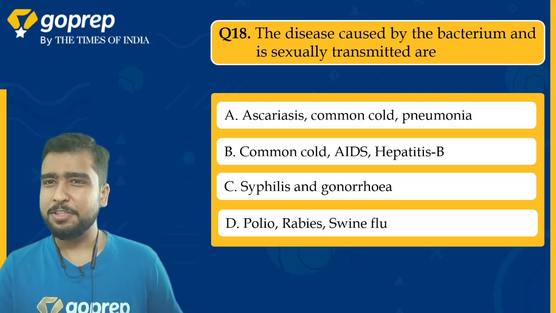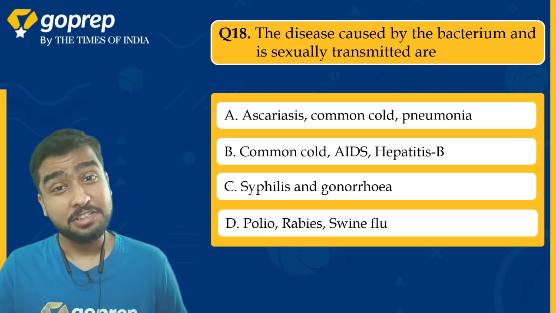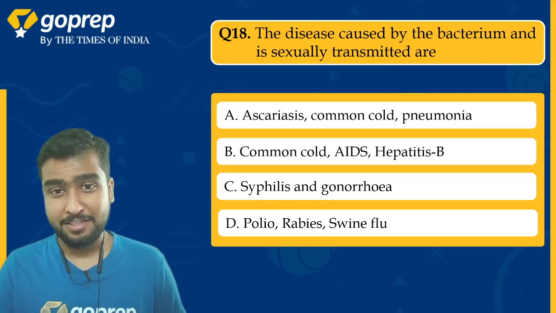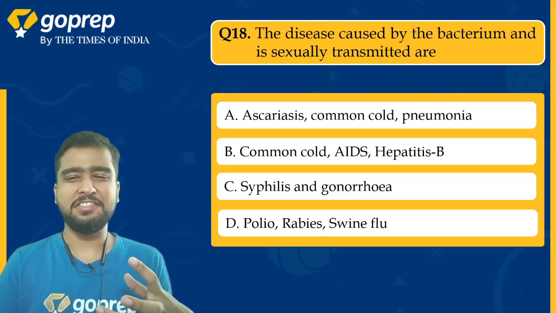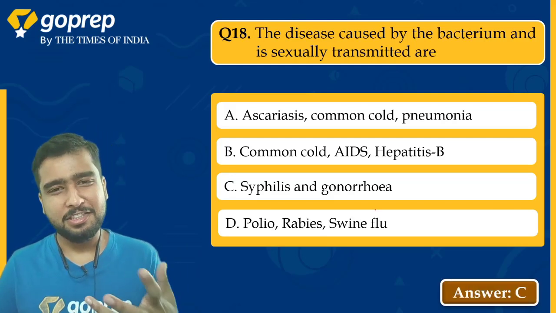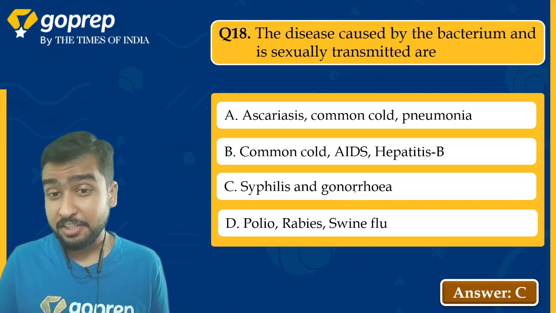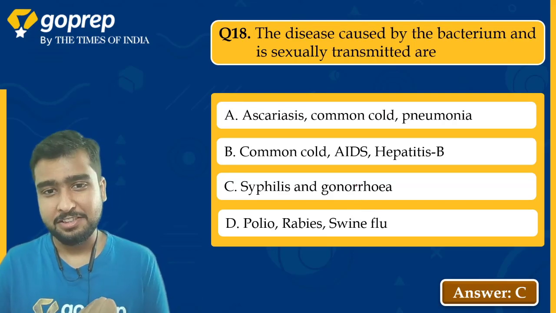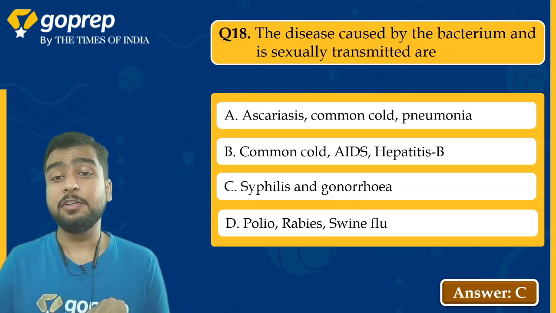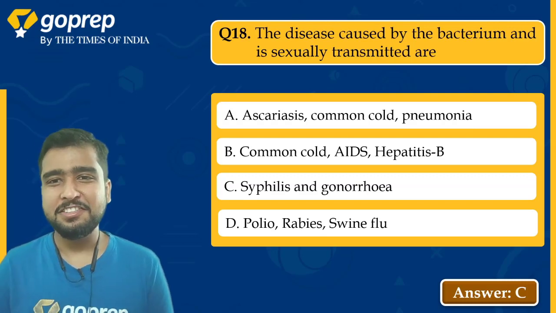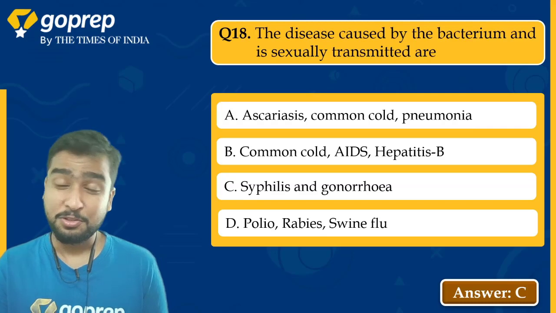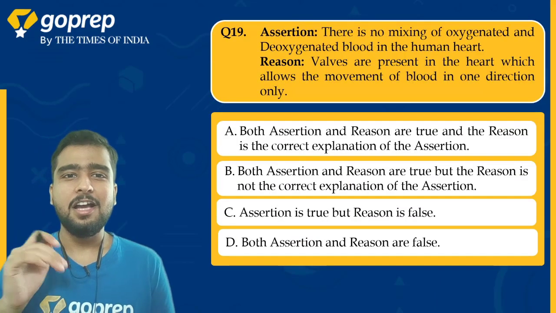The disease caused by a bacterium and is sexually transmitted. Bacterium, right? Now I know यहाँ पे आपको लगा होगा यार बहुत सारी चीजें याद करनी पड़ेगी, but बेटा थोड़ा सा करना पड़ेगा, right? So gonorrhea and syphilis, Treponema pallidum and Neisseria gonorrhoeae, right? These are the causative agents for these two sexually transmitted diseases which are caused by bacteria.